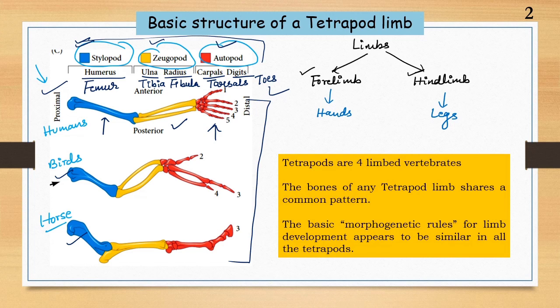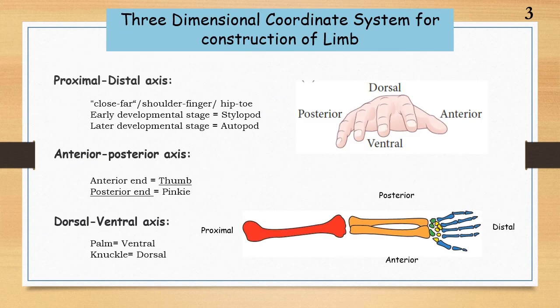Also, they grow in a similar manner, so we can say that they share a basic morphogenetic rule of limb development. Limbs grow in three dimensions, that is, they grow in three axes, and all the signaling molecules that are involved in growth of these limbs in three dimensions are well coordinated. So what are these three dimensions?